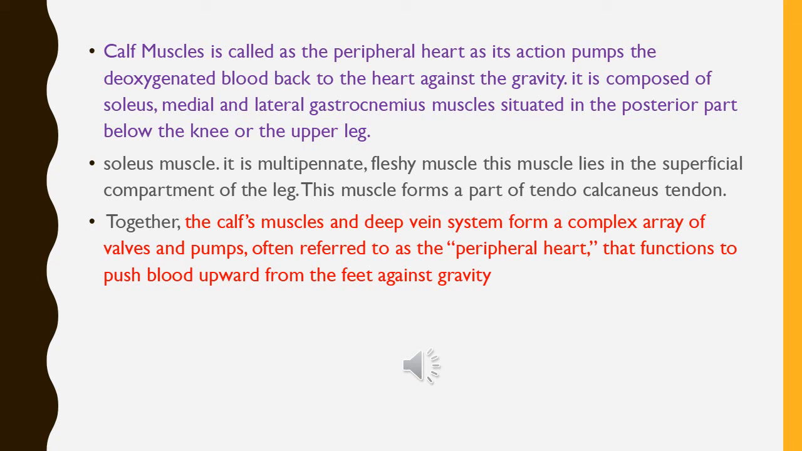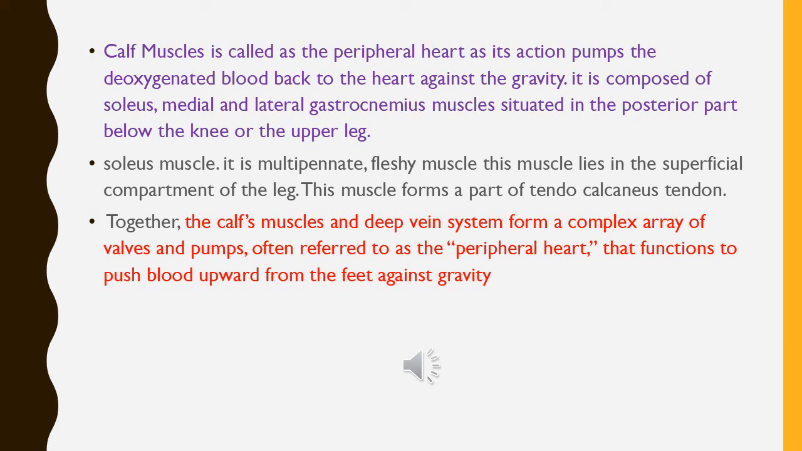So these calf muscles are known as the peripheral heart, and their other action is pumping deoxygenated blood back to the heart against gravity. The soleus muscle is also called a secondary heart. It is a multipennate fleshy muscle of the superficial compartment of the leg, deep to the gastrocnemius muscle. This muscle also forms part of the tendocalcaneus. The tendon of the gastrocnemius is fused with the tendon of the soleus muscle, and together they form the tendocalcaneus, which is inserted to the posterior aspect of the calcaneum.